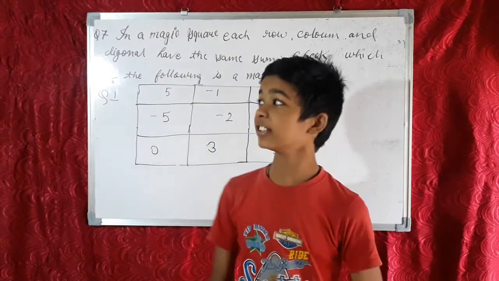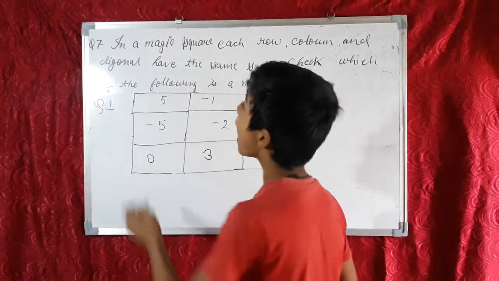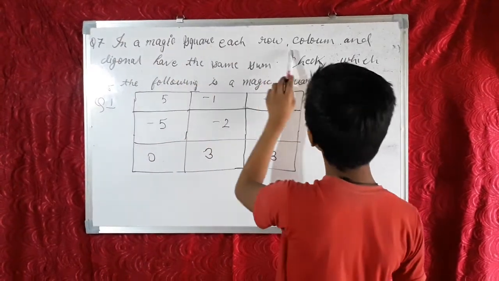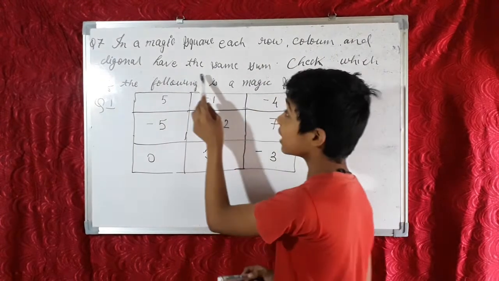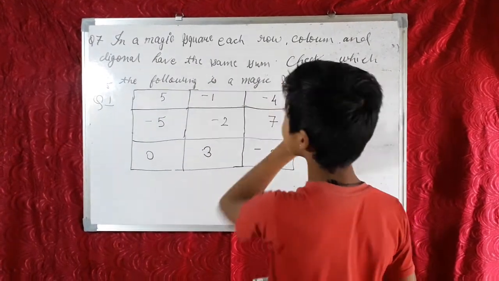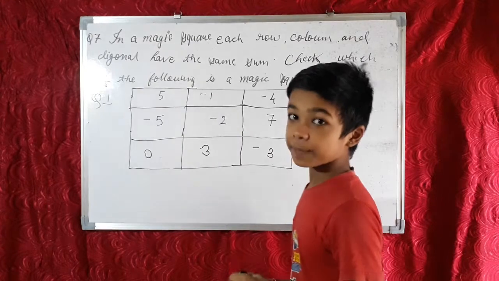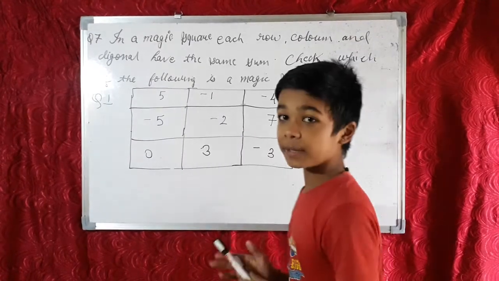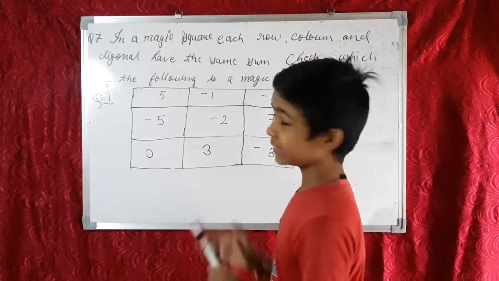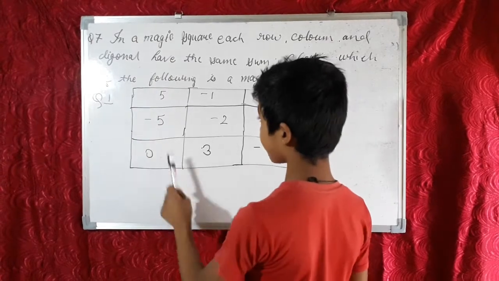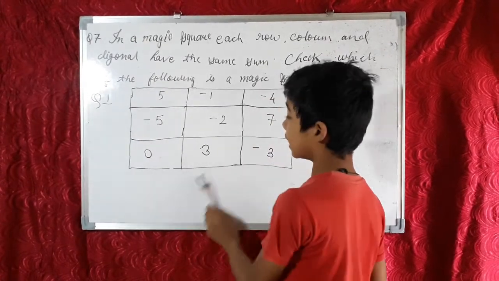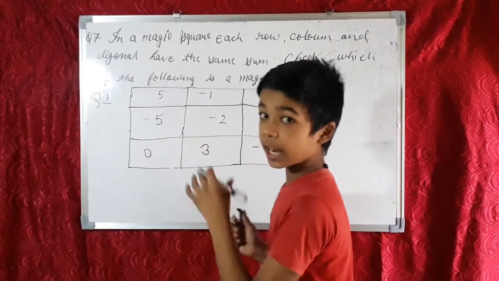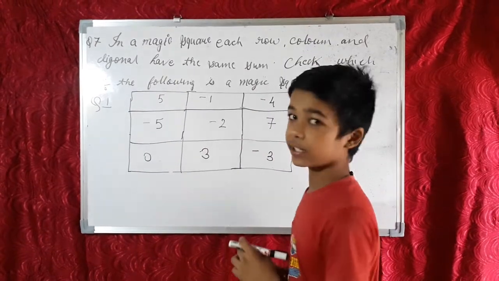So friends, now we'll see our seventh question. In a magic square, each row, column and diagonal have the same sum. Check which of the following is a magic square. Here is our first magic square. Now I will write this question, and now I will show the row, column and diagonal sums.